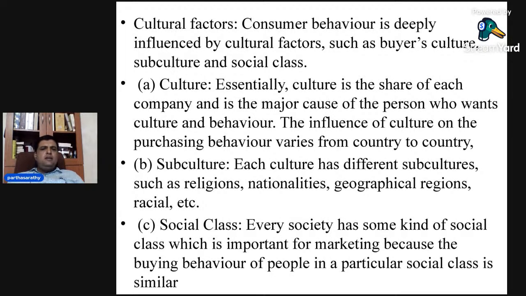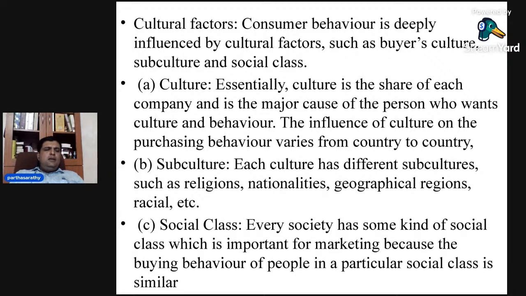Within culture, we have subcultures. Each culture has different subcultures, such as religion, nationalities, geographical region, and of course racial. The best example is India, which is considered unity in diversity. We have different languages, different dialects, different food habits, different consumption habits. So subculture also plays a very important role. In the Mysore region it is different, in the Bangalore region it is different, and in North Karnataka it is different. We can say that every 100 kilometers the culture varies.